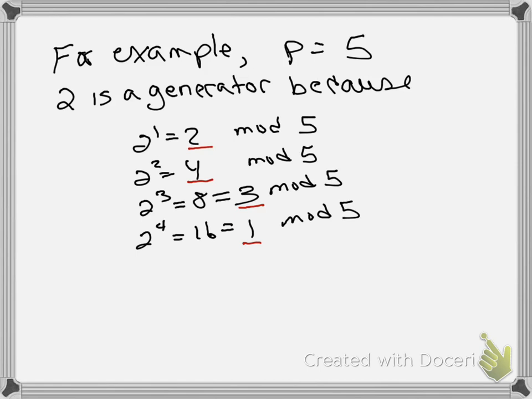So we verify that we got a 1 by 2 to the 4th. We got a 2 using 2 to the 1. We got a 3 using 2 cubed. And we got a 4 using 2 squared. So we were able to get all of those numbers by raising 2 to some power and then taking it mod 5.